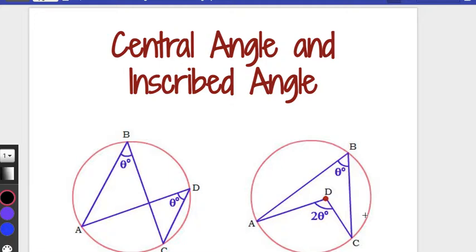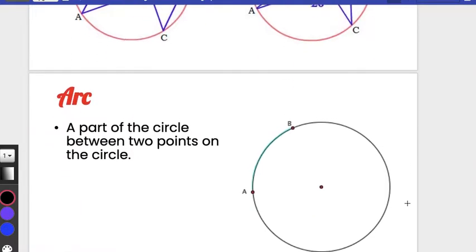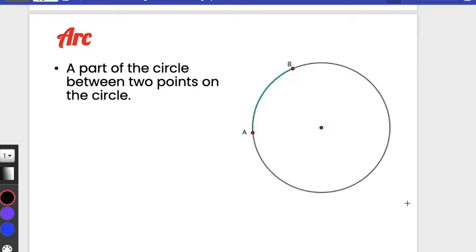Today we are going to continue our conversation about the circle, and our focus will be the central angle and the inscribed angle. So before we introduce the central angle and inscribed angle, we are going to talk about a new definition called arc. So what is an arc? An arc is part of a circle between two points on the circle.